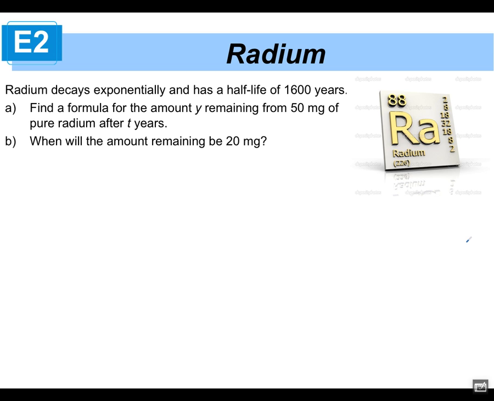Radium. Is that what we're doing? Yeah, radium. This one we're not going to derive. We're going to go right to the PERT equation, and you can use whichever form you want. You can use C e to the kt. You can use P naught e to the rt. I don't care. It's up to you.